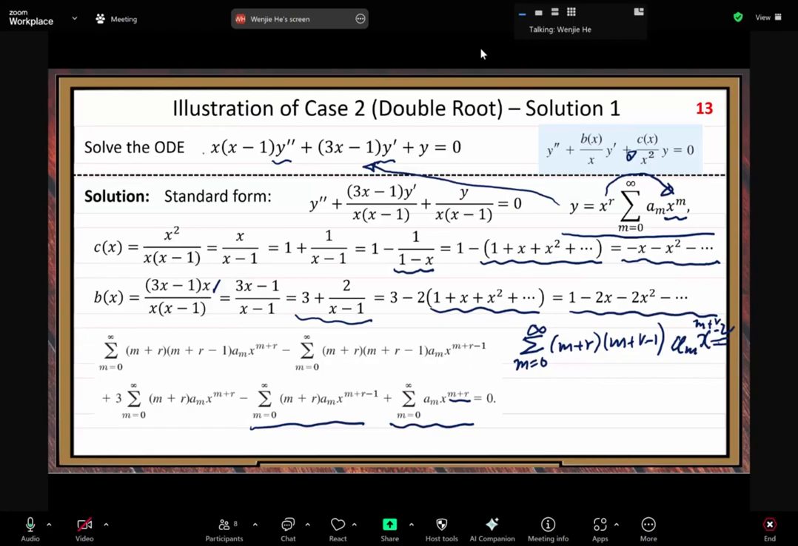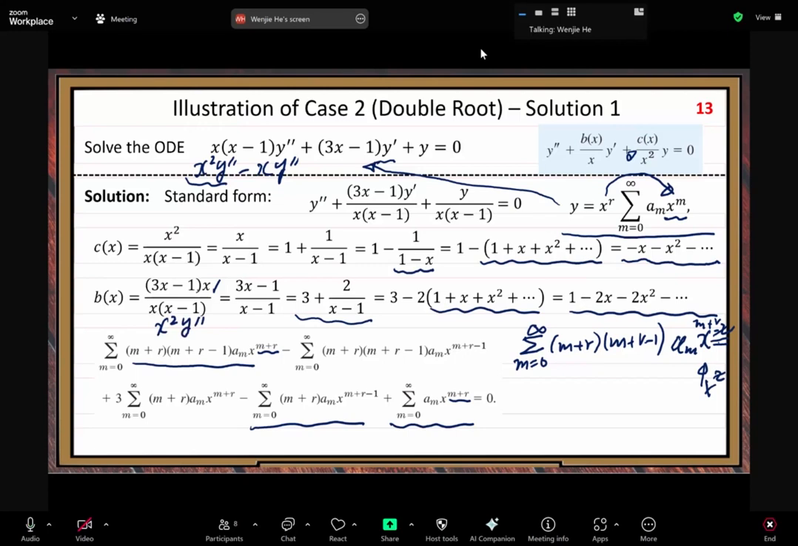Then, this term, you do it this way. You split into two terms: x squared times y double prime minus x times y double prime. Otherwise, it's very messy. So you want to separate the terms. Then x squared multiplied by y double prime: you multiply x squared here, so you cancel that minus 2. So you have m plus r, then this part. This is the first summation, for x squared times y double prime.